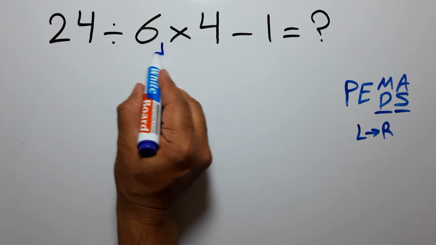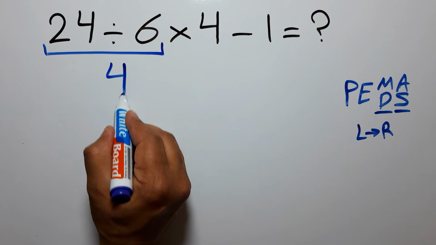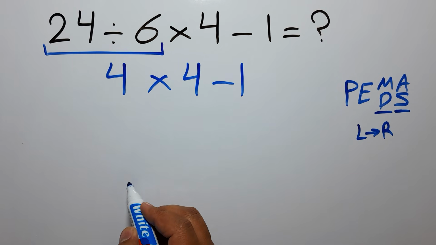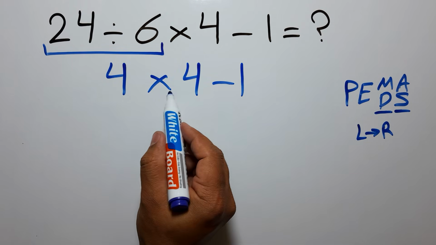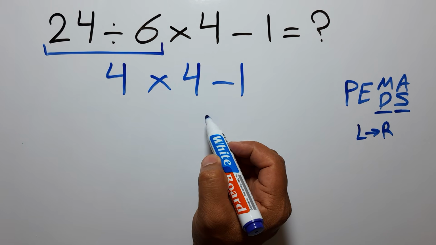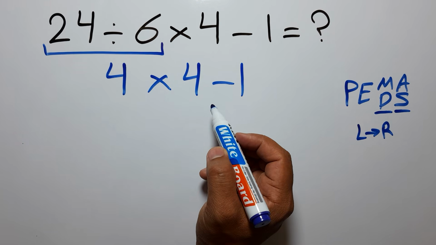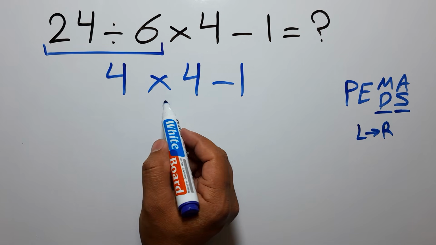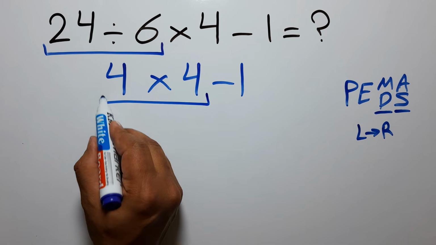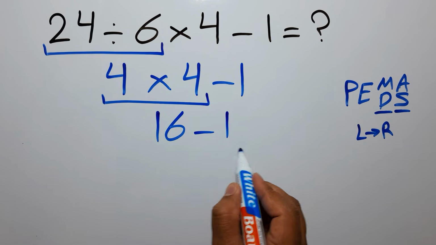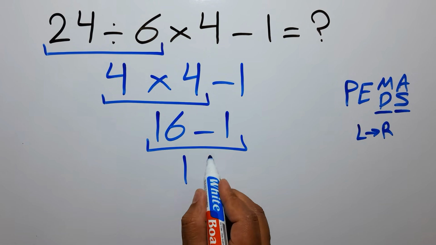24 divided by 6 gives us 4. So we have 4 times 4 minus 1. Now we have one multiplication and one subtraction. As I said, multiplication has higher priority than subtraction. So first we have to do this multiplication. 4 times 4 gives us 16. So we have 16 minus 1, which equals 15.